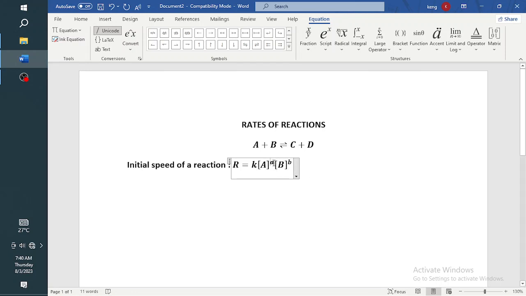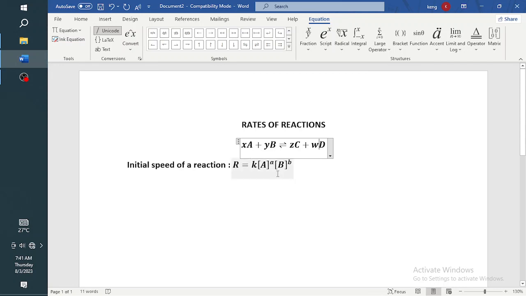Now these partial orders a and b are not the coefficients here. Let's just say if this is X and this is Y and this is Z and this is maybe W, then small a and small b are not necessarily X and Y. In fact, they are never X and Y, except when this particular equation is a rate determining step. But if this is the original equation for the chemical reaction, then the partial orders of the reactants are not the stoichiometric coefficients of those reactants in the chemical equation.